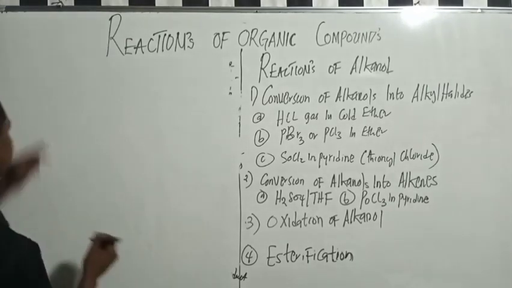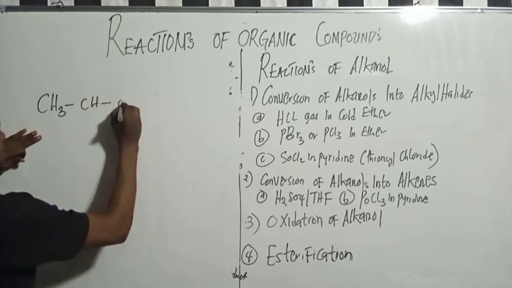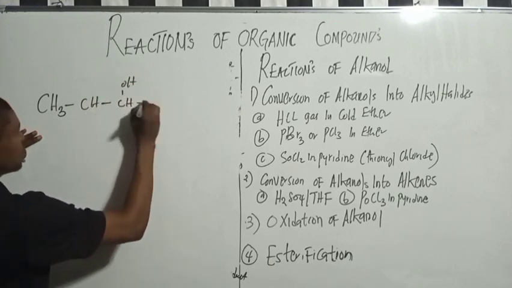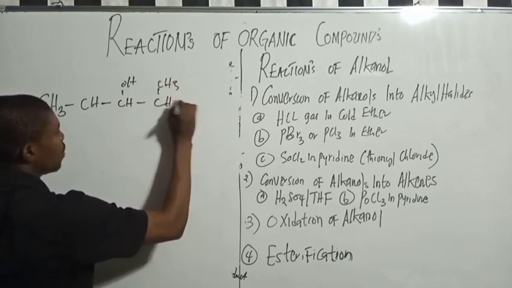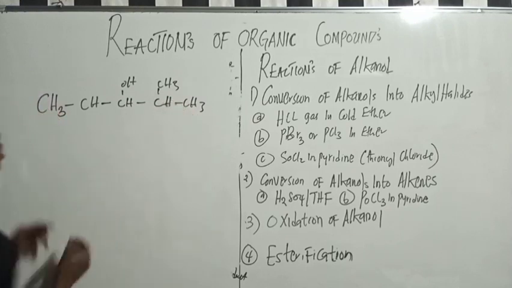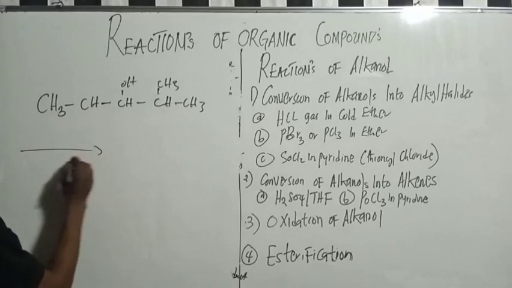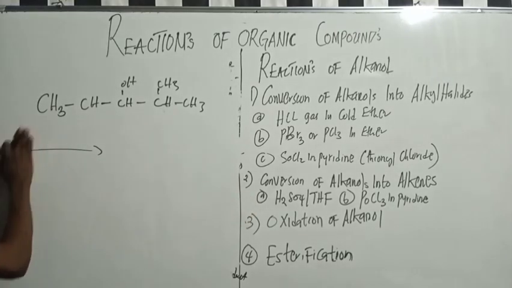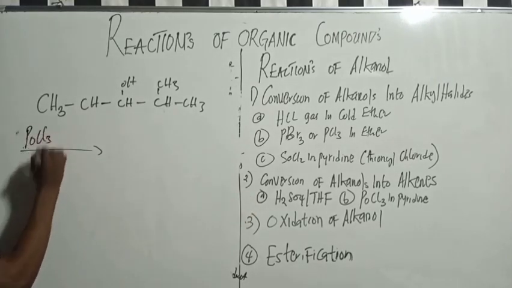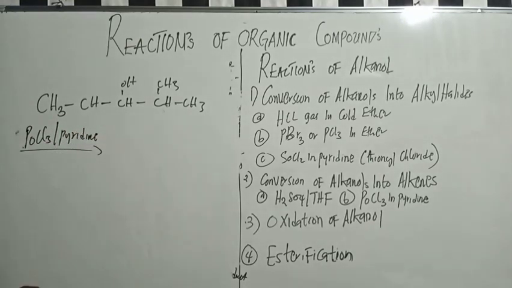So if I have something like this, CH3, CH, COH, hydrogen, CH3, hydrogen, I want CH3. Can you see that? Now remember, when it undergoes reaction with POCl3 in pyridine, look at the second one here. Now look at something here.